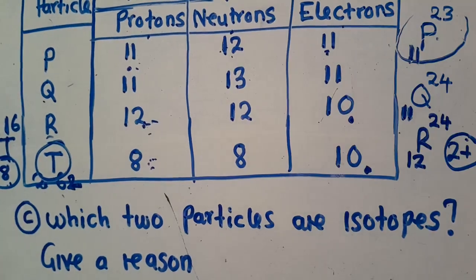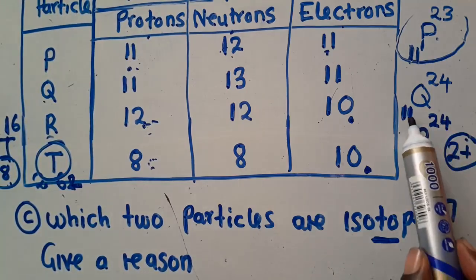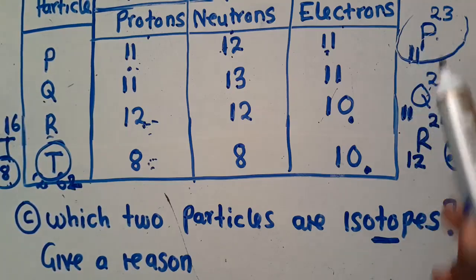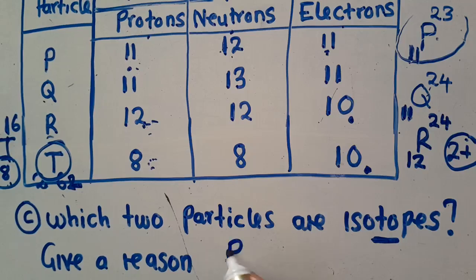This is question C, part C, which is saying which 2 particles are isotopes. So we know that when we are talking about isotopes, we are talking about atoms of the same particle with the same number of protons but different mass number. I just illustrated that one. So it is just P and Q. As simple as that. Then you give a reason to your answer.